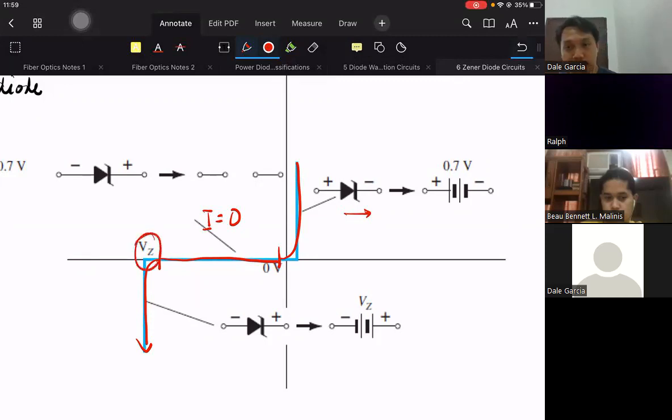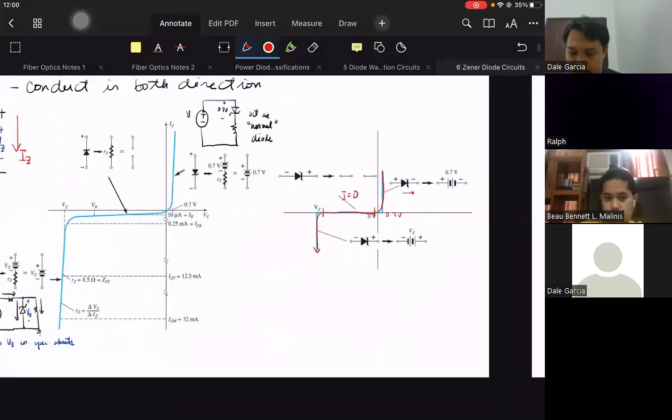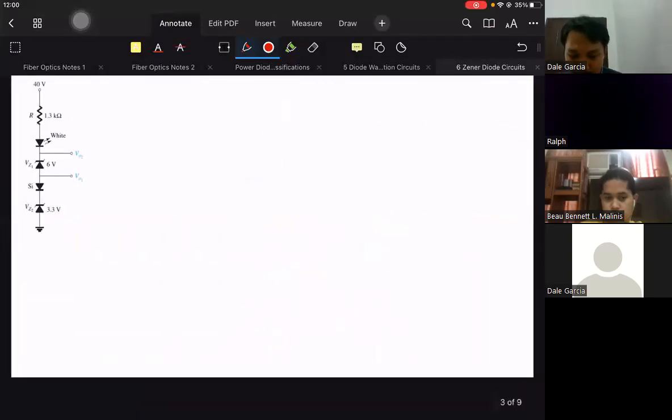In the same way in forward bias, it is only 0.7 volts. So VZ is much higher than that. It could go as high as 1 volt, 3 volts, 5 volts, 21 volts. Relatively higher compared to 0.7. So let's try to solve a few examples.